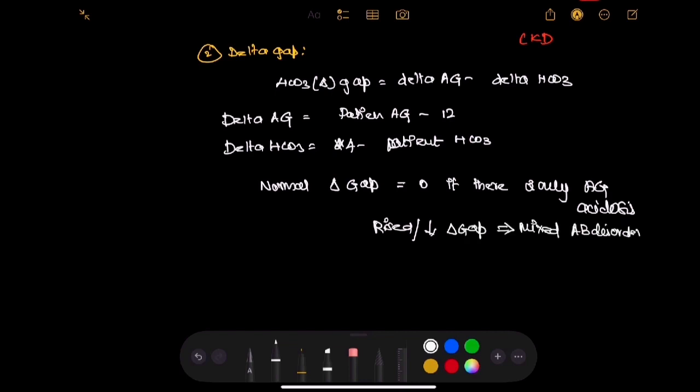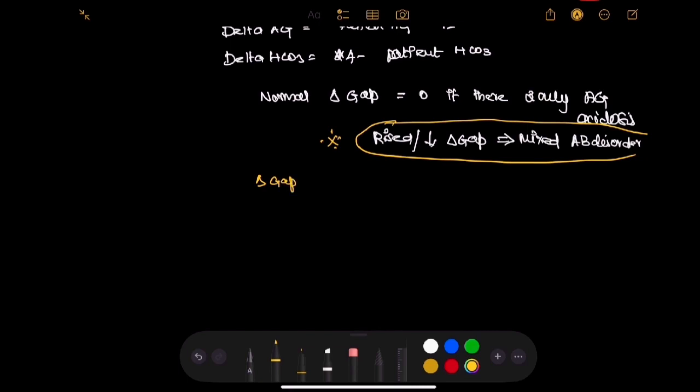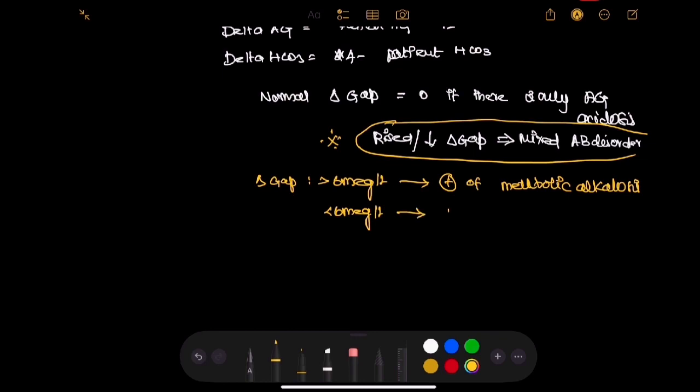But if there is an increase or decrease in delta gap, then there is high chance of a mixed acid-base disorder being present. So normally if the delta gap is more than 6 milliequivalents per liter, then there is high chance of metabolic alkalosis associated with metabolic acidosis. If the delta gap is less than 6 milliequivalents, there is high chance of hyperchloremic metabolic acidosis accompanying the primary disorder.